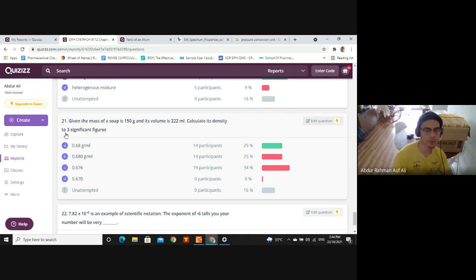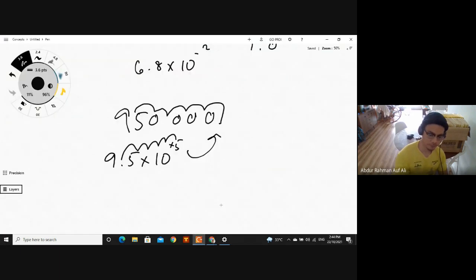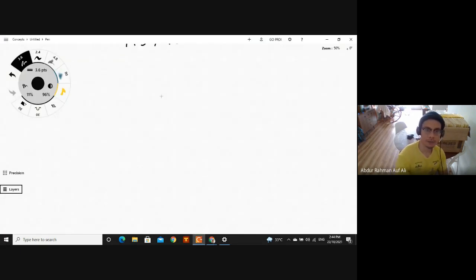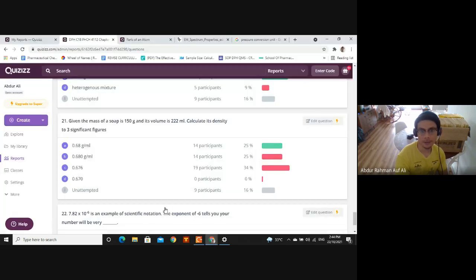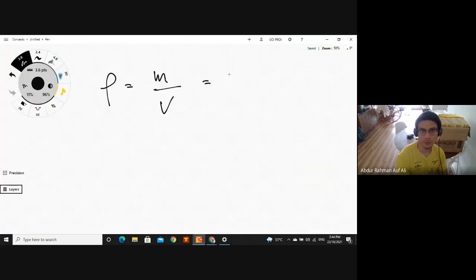So first kita jawab dulu calculation. Okay, macam mana nak convert this value jadi density. So untuk cari density, kamu kena bahagikan. Density equals to mass over volume. So in this case, the mass adalah 150 divided by 222 gram per mil.